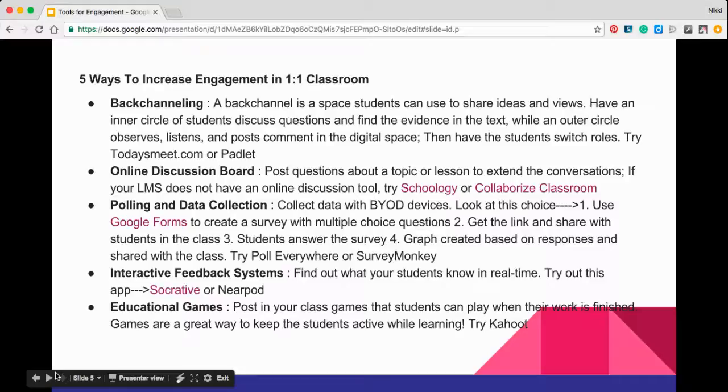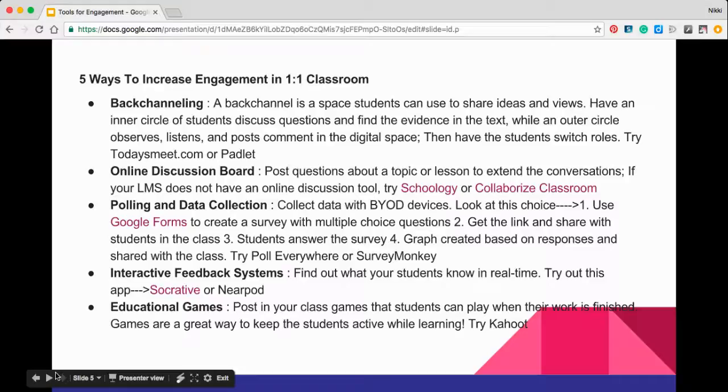Interactive feedback systems. You're trying to find out what your students know in real time. So basically, just like polling did, in real time, you can find out what your students know. Socrative or Nearpod are good at interactive feedback systems, meaning the teacher may be typing a comment as the student is writing their own comments, and it's in real time. So the student's getting that feedback right then.